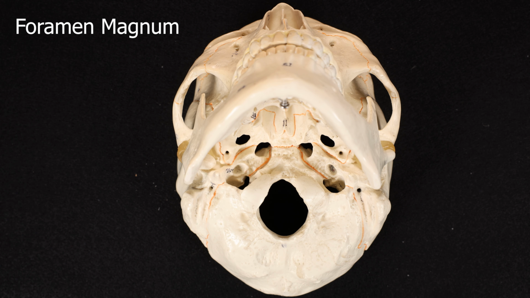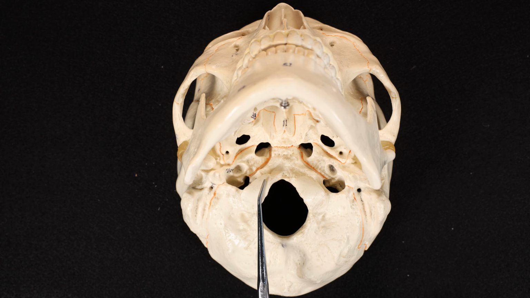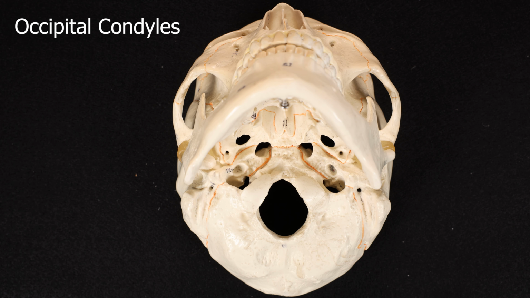Now foramen, remember, means hole. This large opening right here is the foramen magnum. Think about the foramen magnum, that's where the spinal cord is going to meet with the brainstem. Now on each side, each lateral side of the foramen magnum are these smooth patches right here and right here. Those smooth patches are occipital condyles.